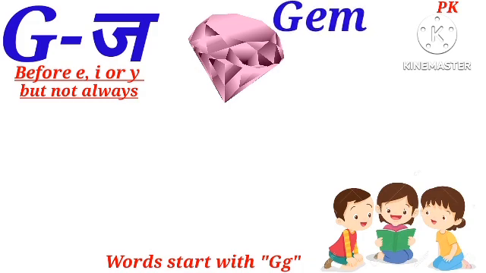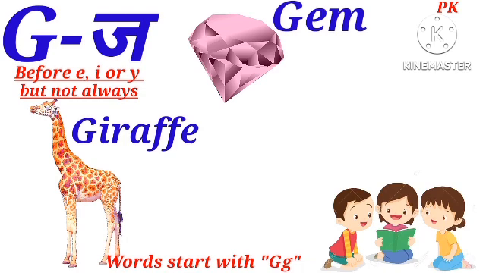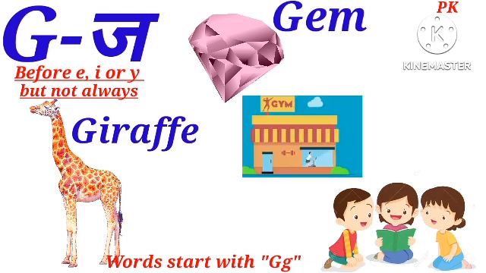Letter G, and it sounds J. G says gem. G says giraffe, and G says gem. So here, what is the starting letter? G, and it sounds J. But only when it comes before E, I or Y letters. So G says J.